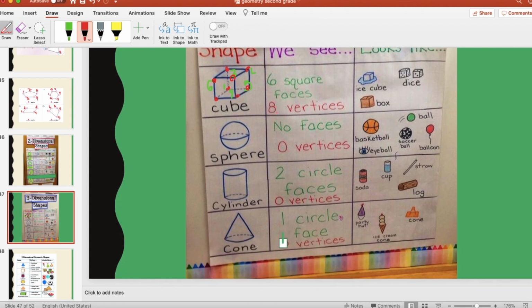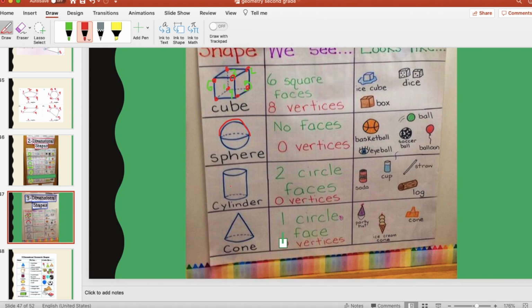Moving on to a sphere. A sphere looks like a circle, but it's three-dimensional. It pops out at us. A sphere, just like a circle, is curved. So it does not have a face, and since it does not have a face, there are no two lines that meet to create a corner, so there are no vertices as well. Some things that look like a sphere are a basketball, a soccer ball, just a regular ball, a balloon, and even an eyeball. Our next one is a cylinder.